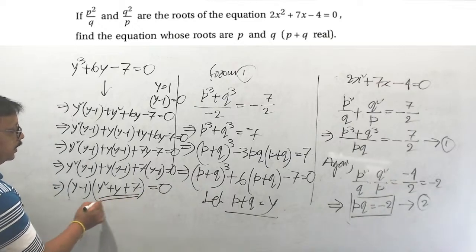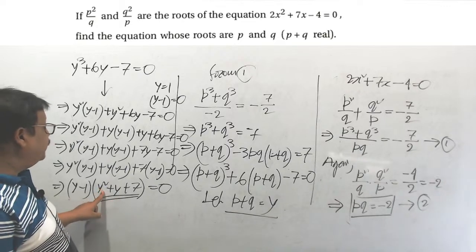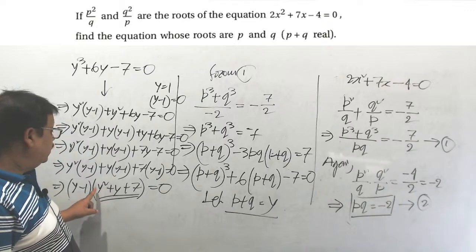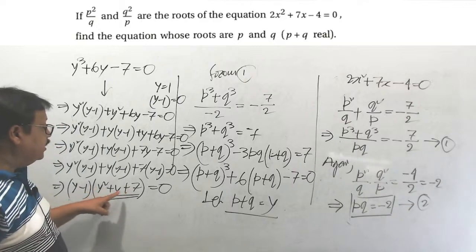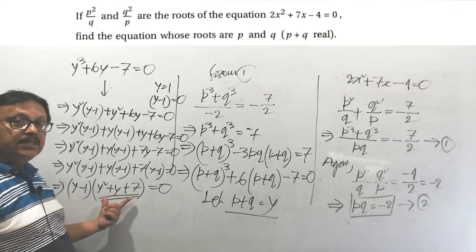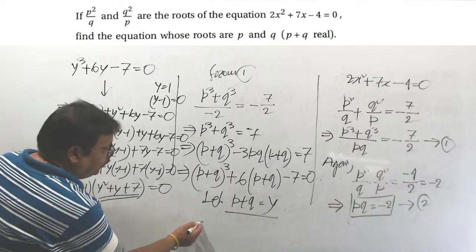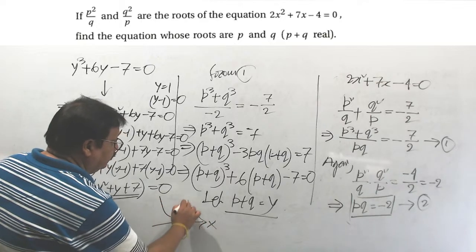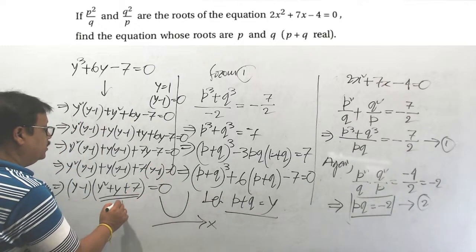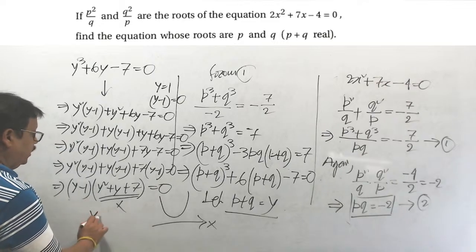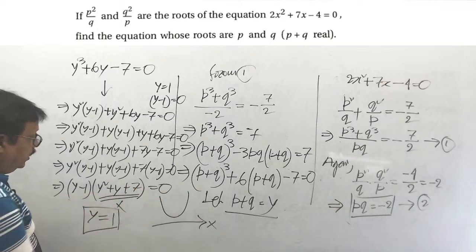Now this part cannot be 0. It is always positive. It is a quadratic equation where the coefficient of y square, a, is positive and the discriminant is less than 0. Check, less than 0. There are no real roots. It is always positive. If we draw an x-axis, the curve will be like this. It does not cut the x-axis, the real axis. See, it is always positive. It is not equal to 0. Therefore, of course, y minus 1 is equal to 0, that is, y is equal to 1.